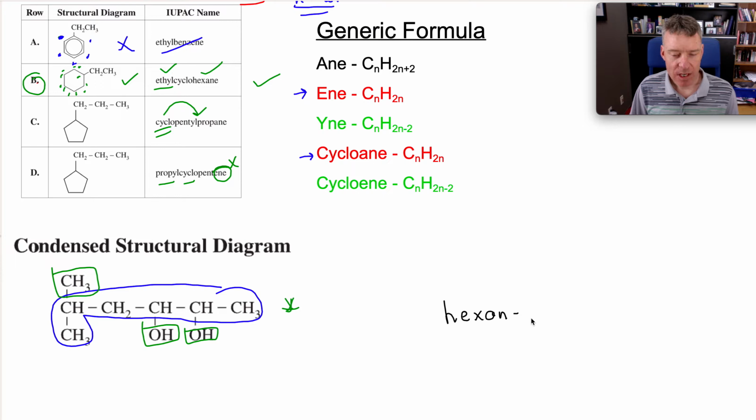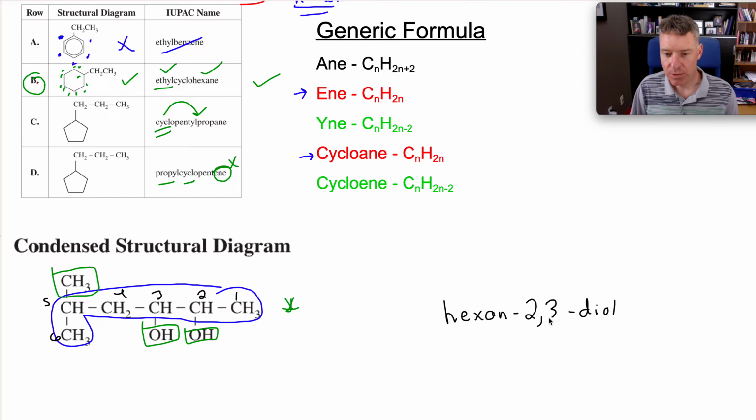So we have to put in numbers for both of the positions. And then because there's 2 of them, we're going to put di. And then because it's an alcohol, the OL for that family. So this is our first carbon, our second, our third, our fourth, our fifth, and our sixth. And then we have to keep this numbering system. So these hydroxyls are in the 2 and the 3 positions.